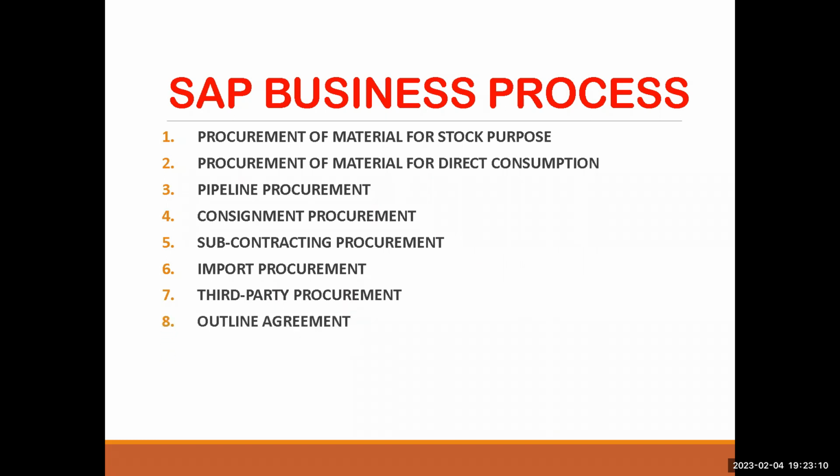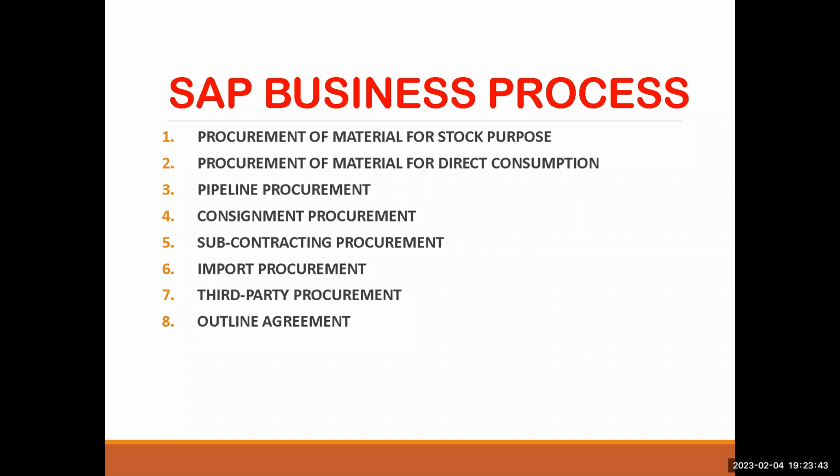So next one is outline agreement. As the name suggests, agreement. Normally, let's say we will be procuring some material for a longer period of time, for a single vendor. In that case, we will make a contract or a scheduling agreement. Basically we will make an agreement with that vendor that we need this much quantity in this much time.